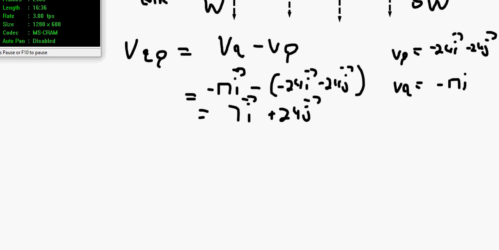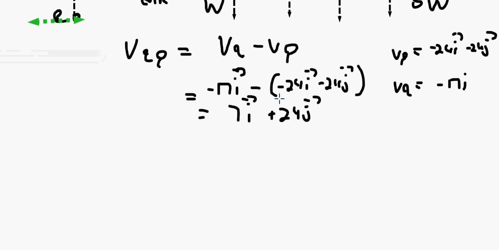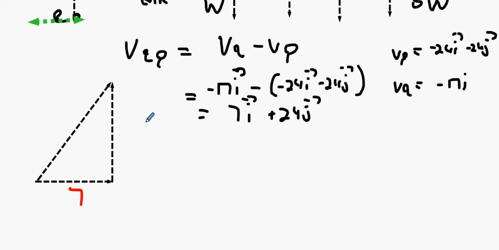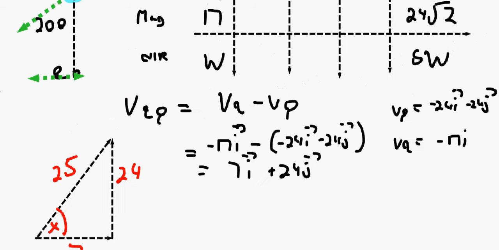Okay lads, so when we think of 7i plus 24, what we're thinking is 7 across and 24 up. So it's 7 and that's 24. And that's, for argument's sake, angle x. If we do the hypotenuse of this, it means 25.